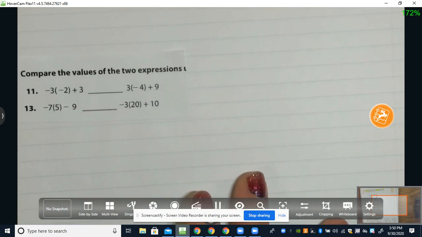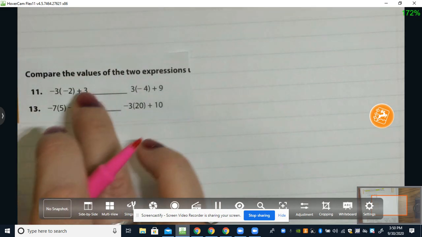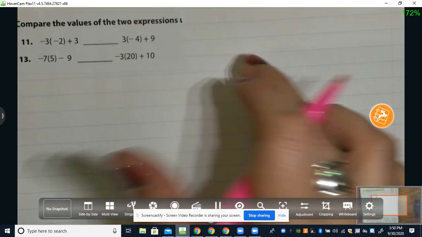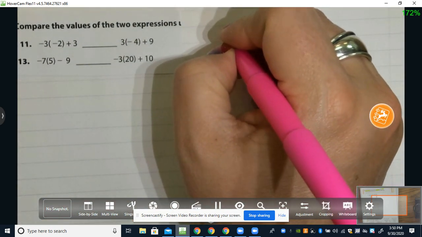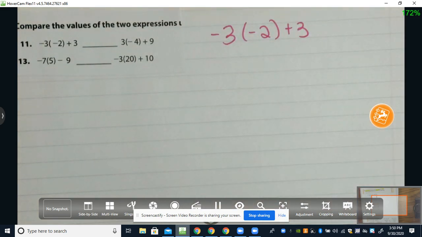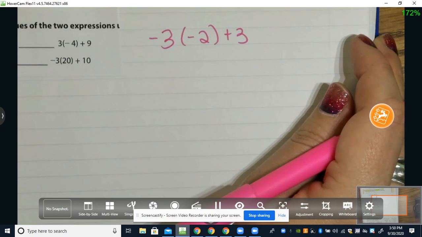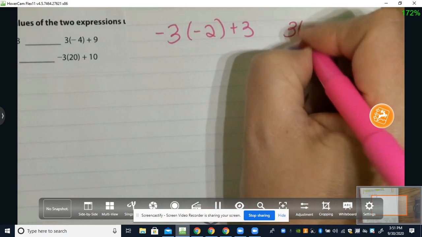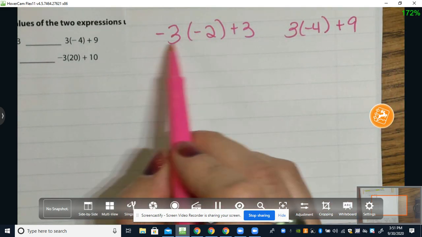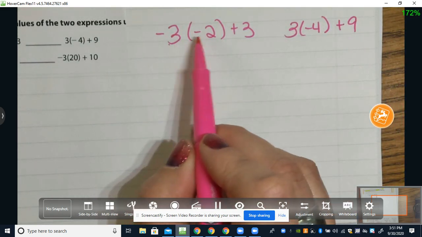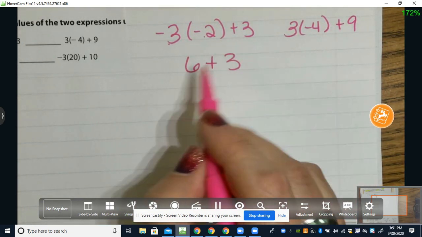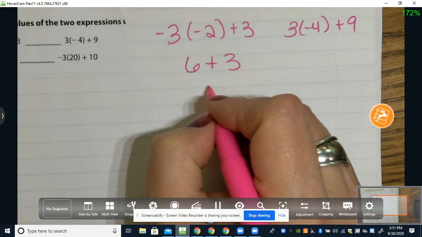So now I need to compare these two expressions, and I need to use either the greater than, less than, or equal sign. So I'm going to write number 11 over here, which is negative 3 times negative 2 plus 3. So I need to solve that. And then 3 times negative 4 plus 9. I need to do this multiplying first. So negative 3 times negative 2, 2 negatives make a positive. So I'm left with 6 plus 3, 6, 7, 8, 9. My answer here would be 9.